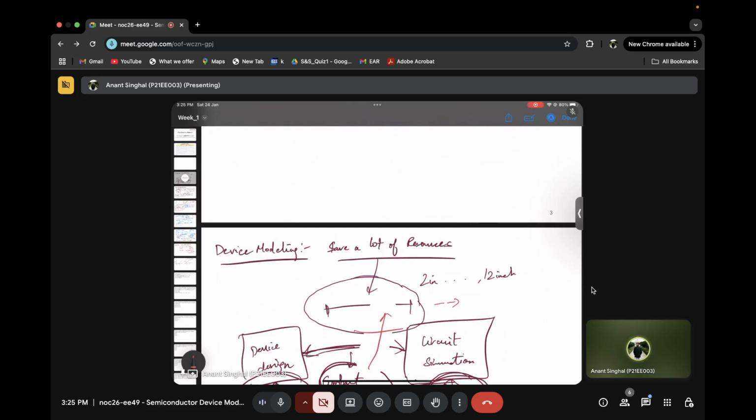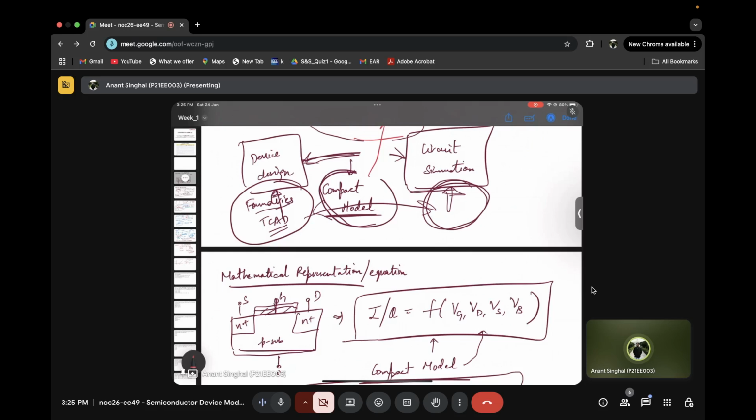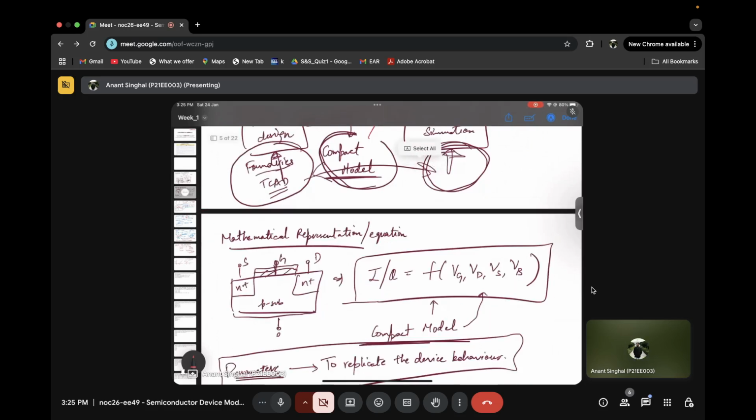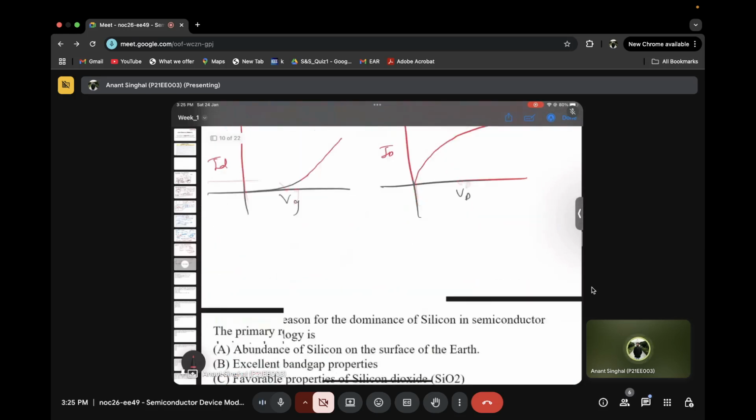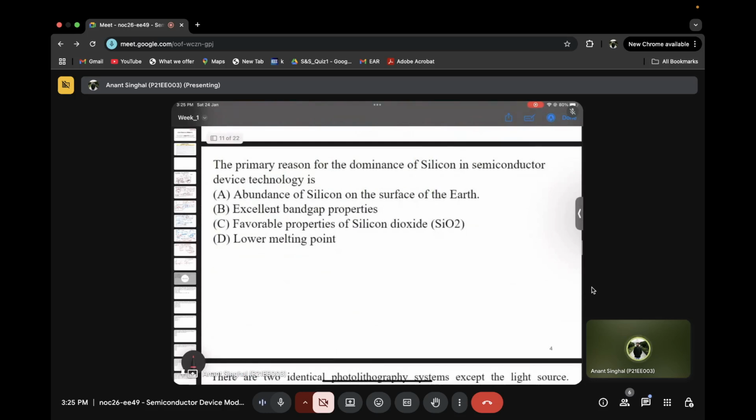So let's move ahead now. So maybe we can move towards certain questions. So as you have seen, all these devices that we even study are in general made of silicon, right? You might have heard of this word silicon. Every foundry guy knows that we are using silicon. So why are we using silicon? So the first question is actually similar to that. So the problem says the primary reason for the dominance of silicon in the semiconductor device technology is what?